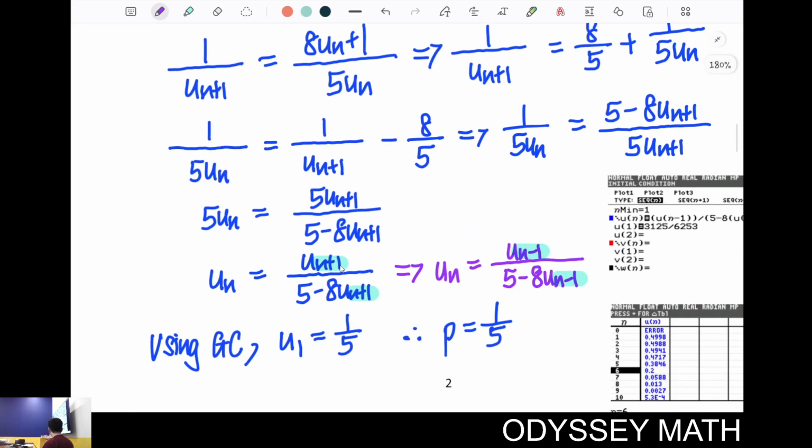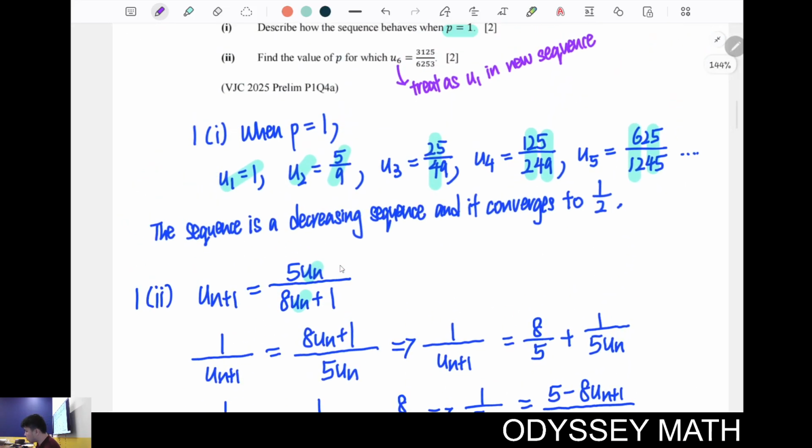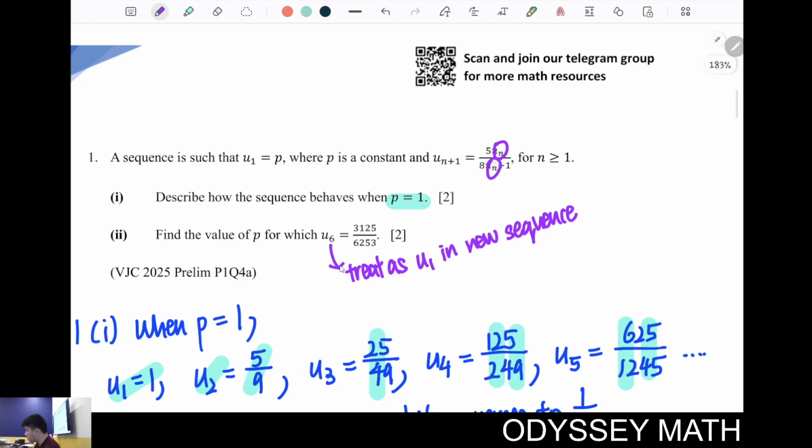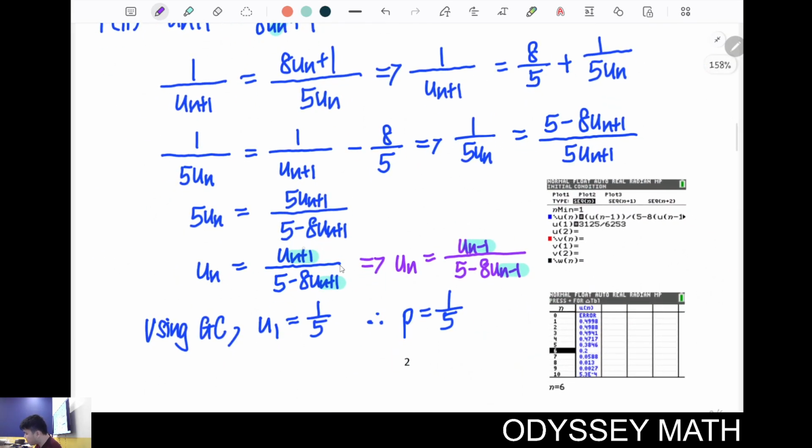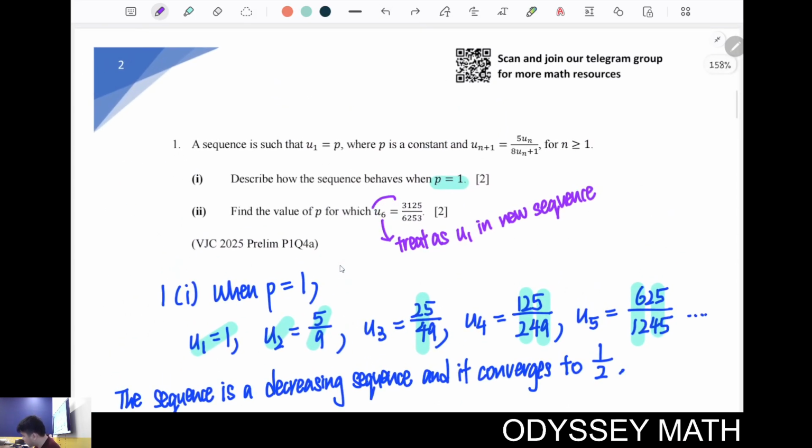Now that we have this equation over here, it looks like something we can work with. Compared to the earlier one, where given the term before, the input, I get the term after, the output, in this equation, given the term after, that's the input, I get the output, the term before. So that is something I can work with, because I'm given the term after and I need to find the term before, u1, which is the p I want to find.